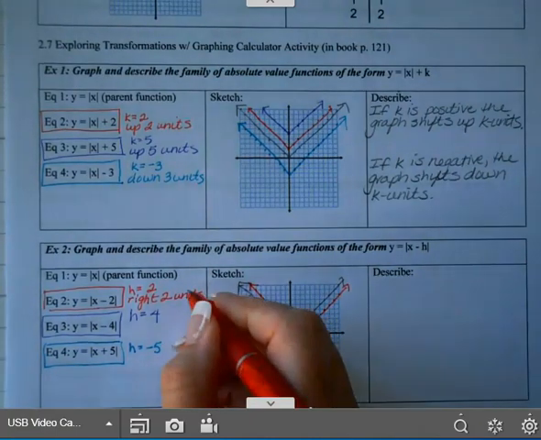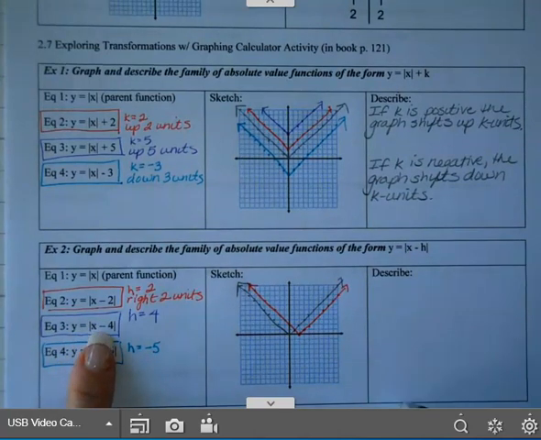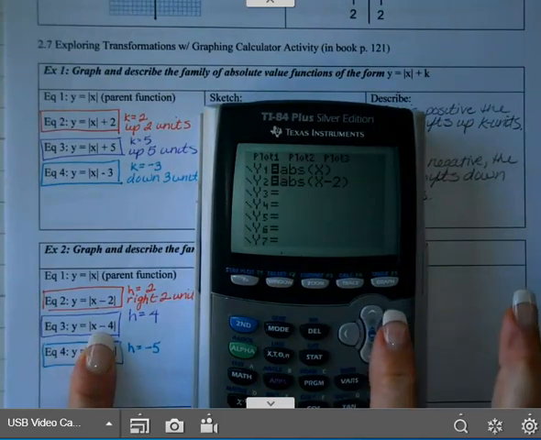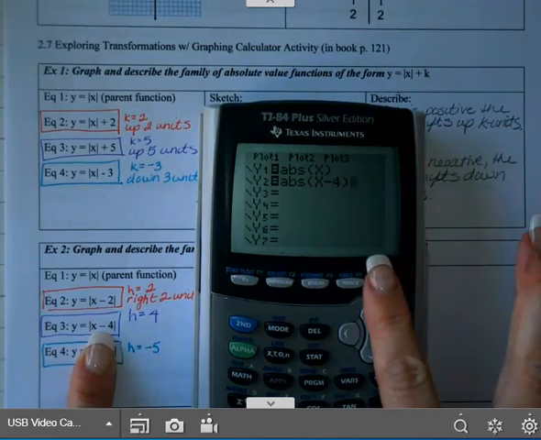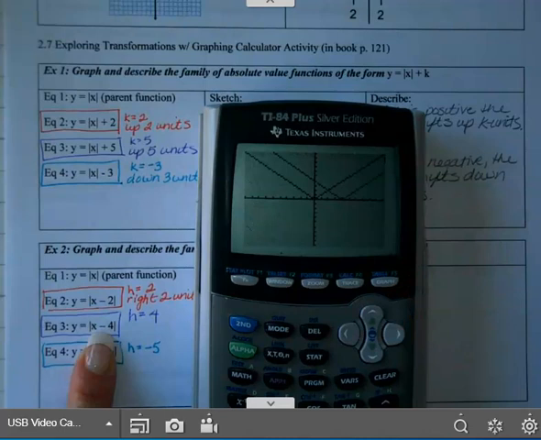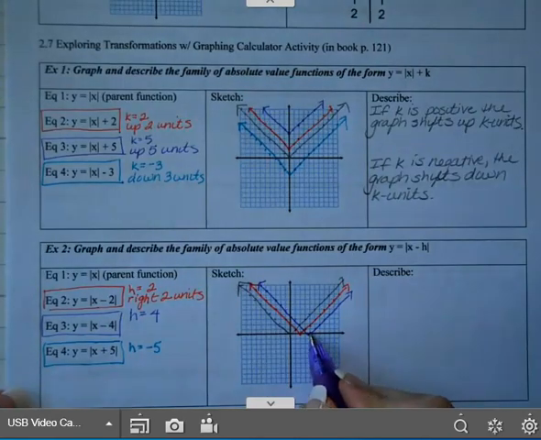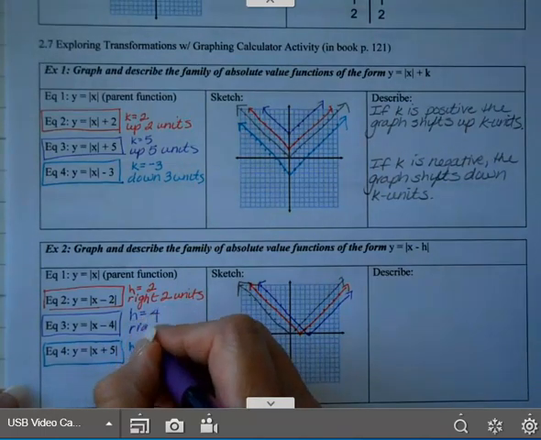Let's go ahead and try X minus 4 in the absolute value. So go back to Y equals, and all I need to do is change that 2 to a 4. And then when I graph it, there's the parent, and notice it moved to the right 4 units this time. Let's go ahead and graph that one. So I just graphed it in purple. And so H equals 4 moved the graph right 4 units.